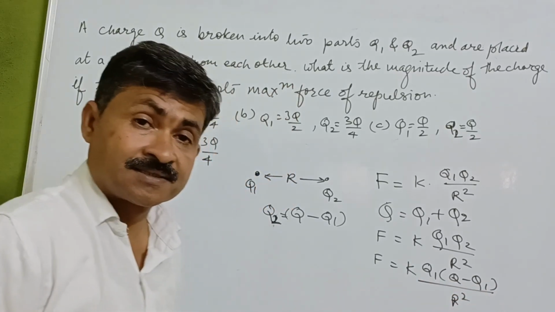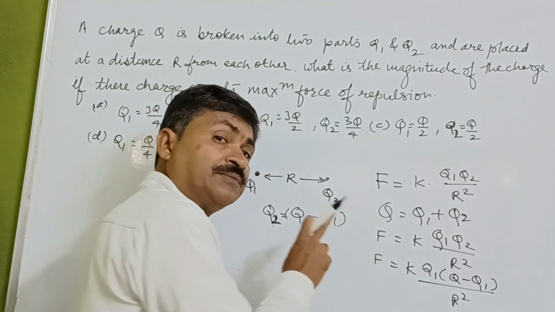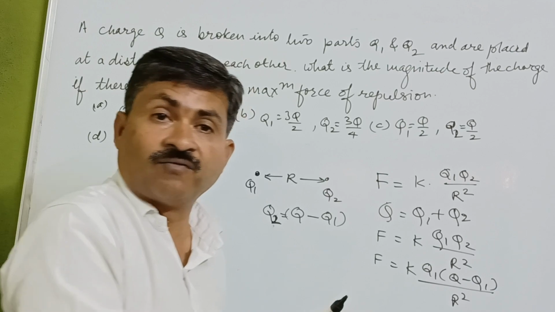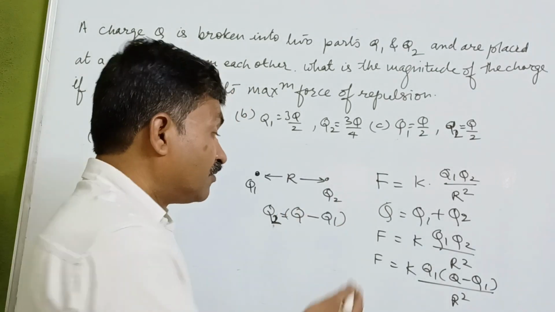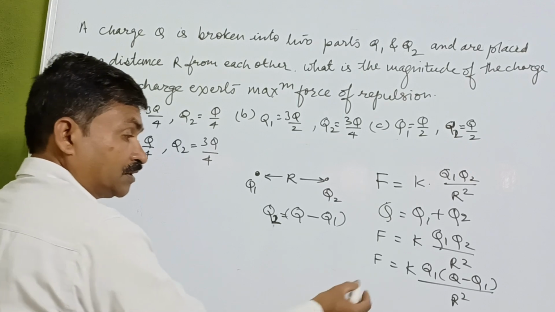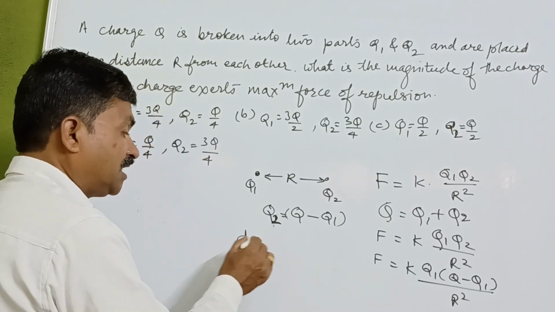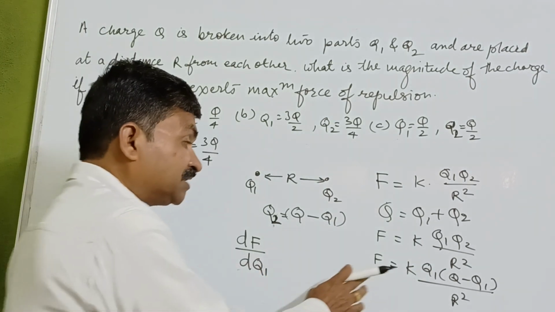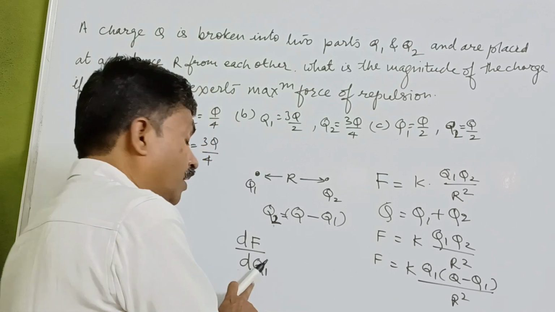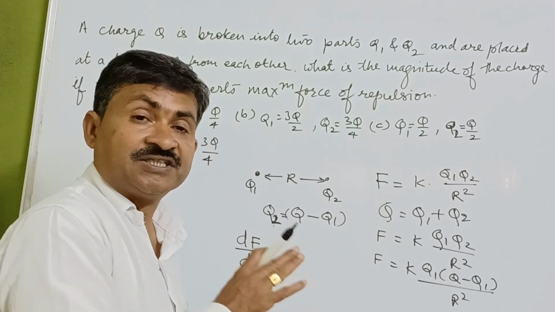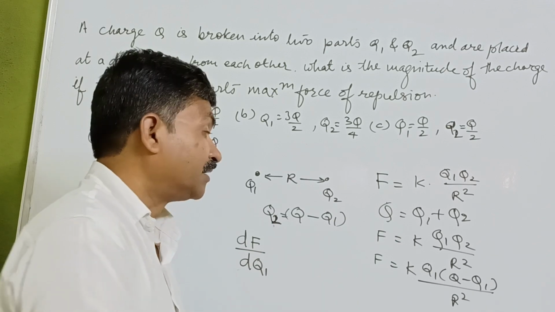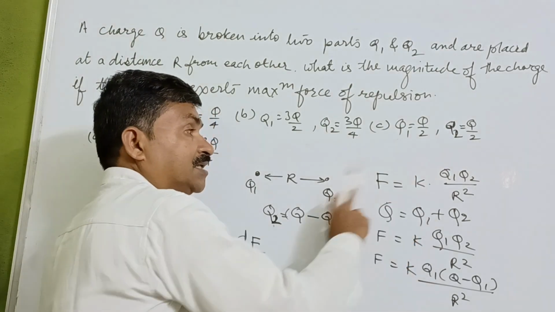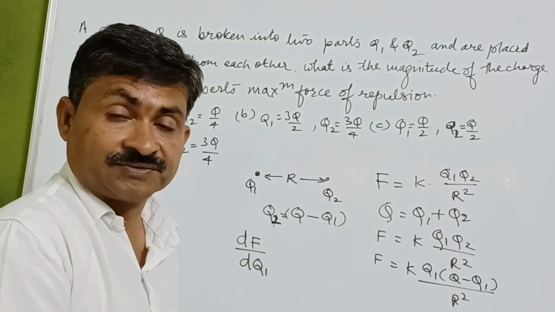Why did we do it like this? Because if you want to know the maximum force, you have to differentiate it with respect to the charge and equate it to 0. So you will get the condition for maximum force. Here for the maximum force we have dF upon dQ1. If you differentiate it with respect to Q1 and make it equal to 0, the condition will come to understand the maximum force exerted by these charges and its magnitude.